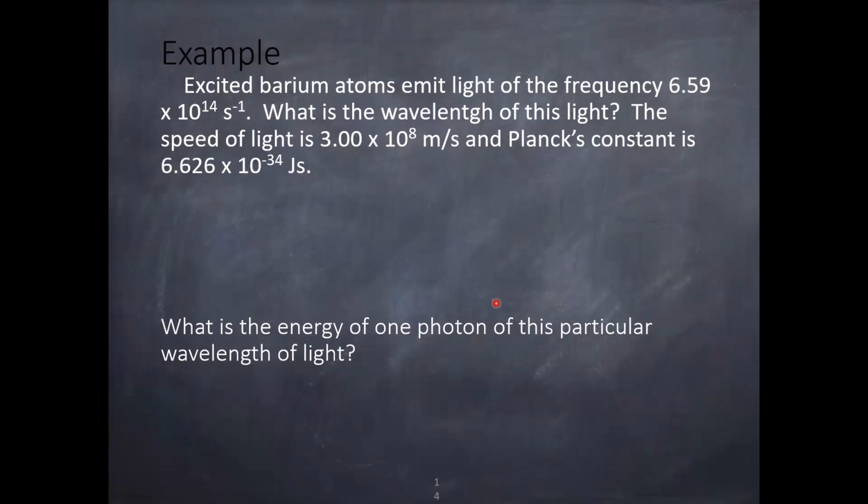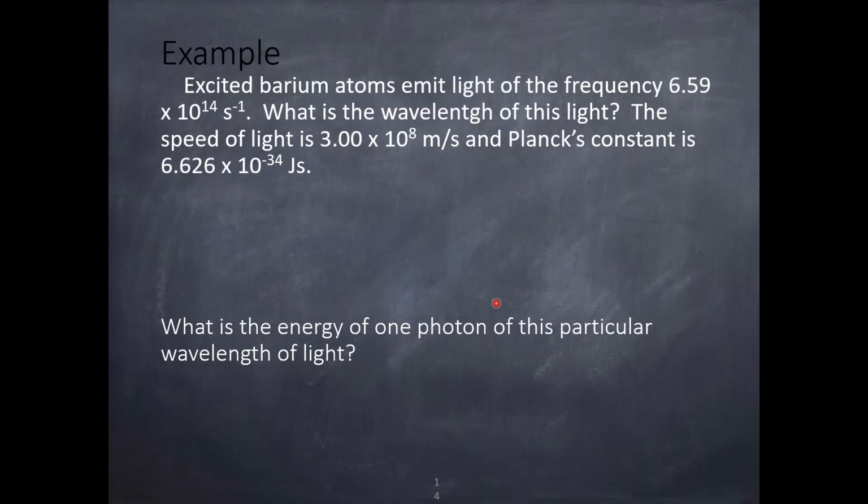And then with this next one, kind of the same idea. In this case, we're given the frequency. We want to determine what the wavelength is going to be. And then we're given the speed of light and Planck's constant again. And then for the second part, we want to determine what the energy of this wavelength is going to be. One photon of this wavelength, I should say.